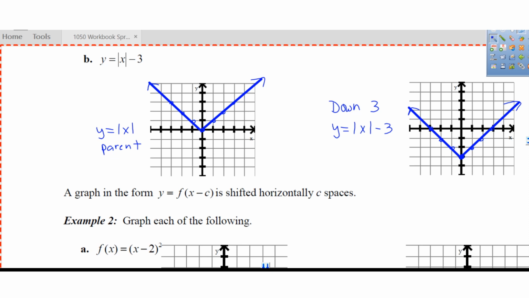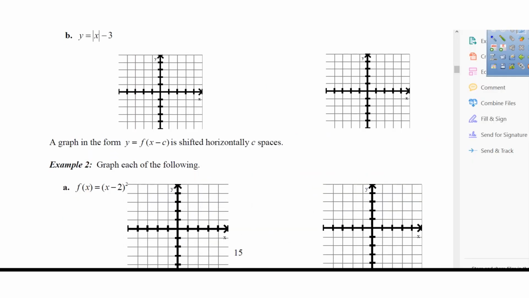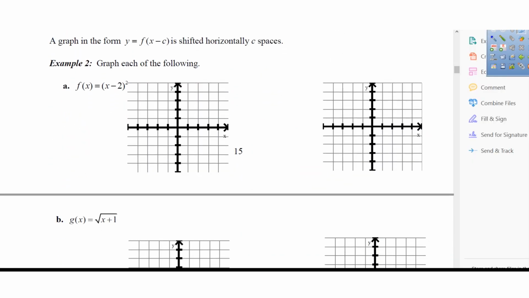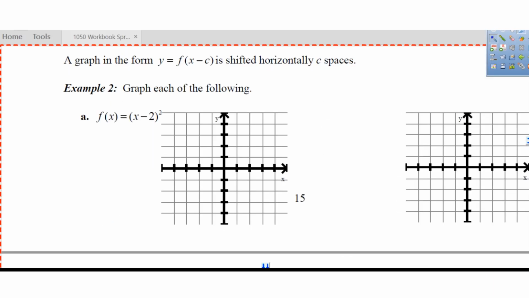Okay, all right, now look at the next one. Look at the C right there on this little example, okay? Draw an arrow right there, okay? Is that C within the function? Is it inside or is it outside? Everybody talk to me. It's inside. So if that number is inside, it's going to move my graph where or where? Talk to me. It's going to move right or left. So let's write that down. Right or left, okay?